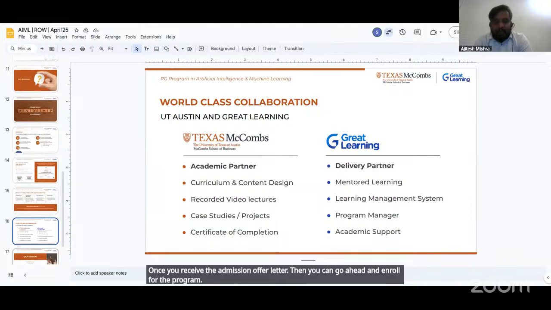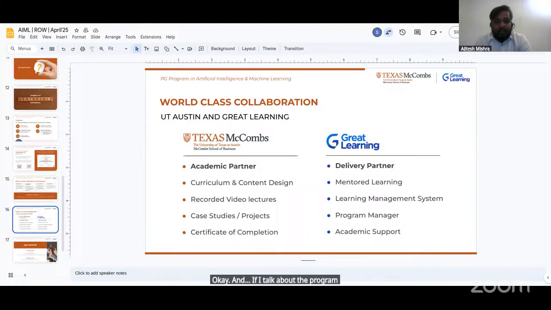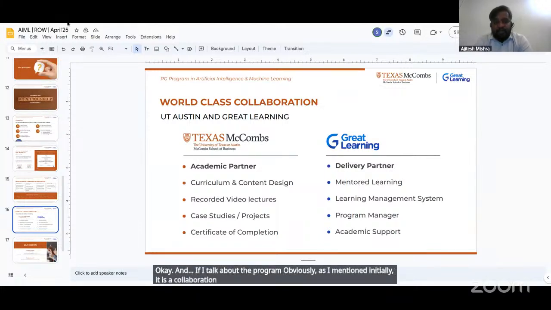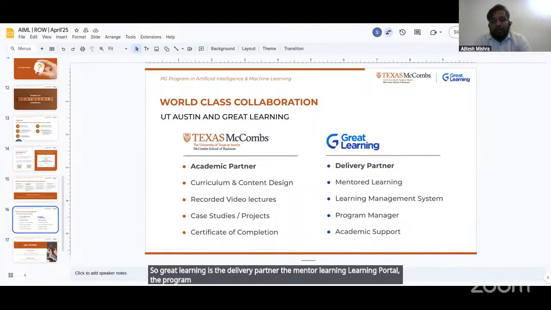And if I talk about the program, as I mentioned initially, it is a collaboration between UT Austin and Great Learning. Great Learning is the delivery partner: the mentor learning, the learning portal, and the program managers are all from Great Learning. Curriculum designing, recorded video lectures, the case study projects designing, and the certificate of completion are from UT Austin.